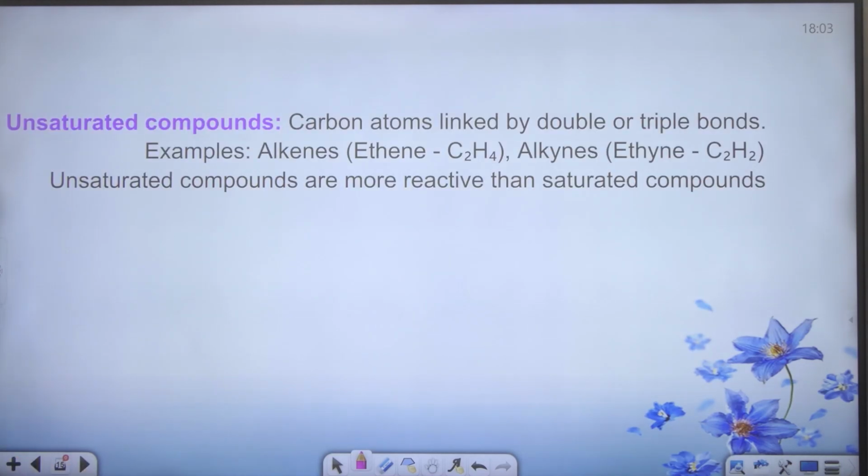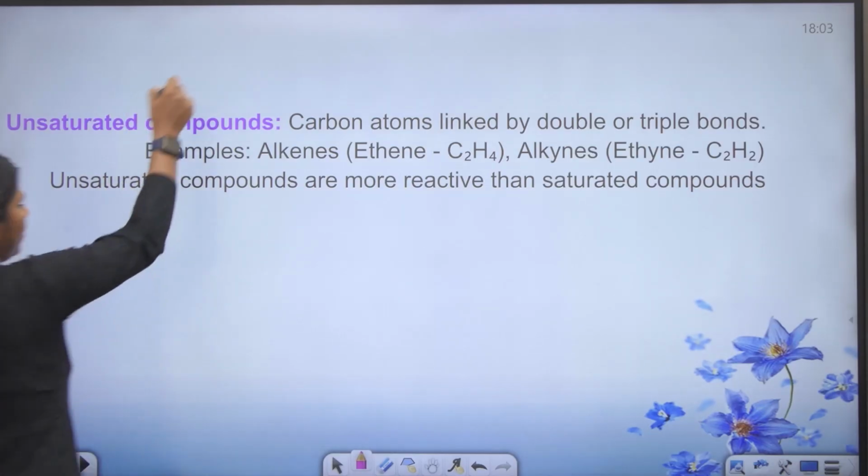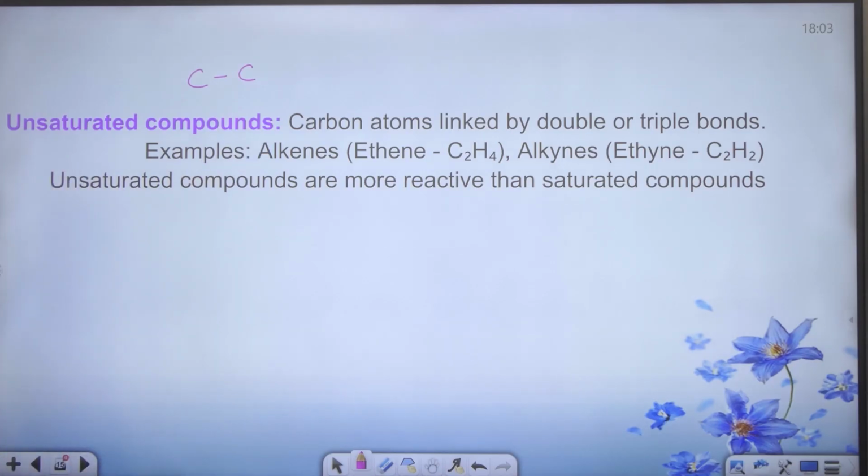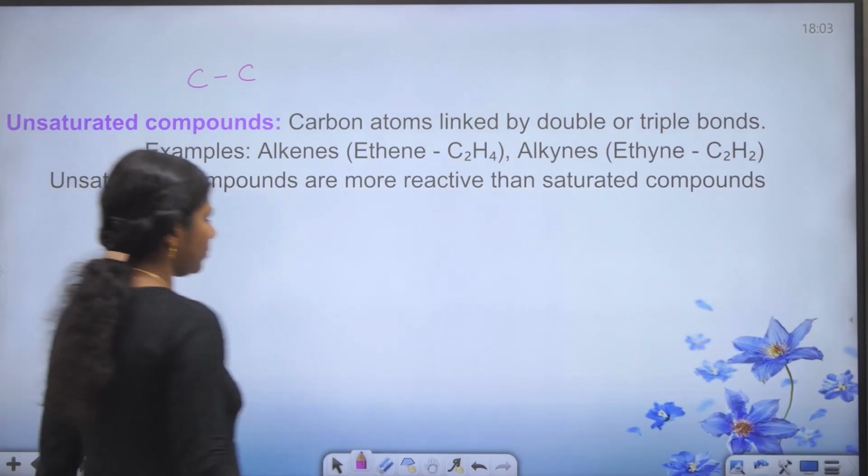The next one, unsaturated compounds. Saturated compounds means carbon-carbon single bond. The bond between 2 carbon atoms is a single bond. That type of compound is known as a saturated compound. Then next, unsaturated compounds. Unsaturated compounds mean carbon atoms linked by double bond or triple bond.